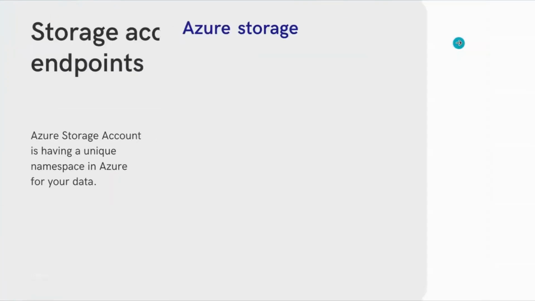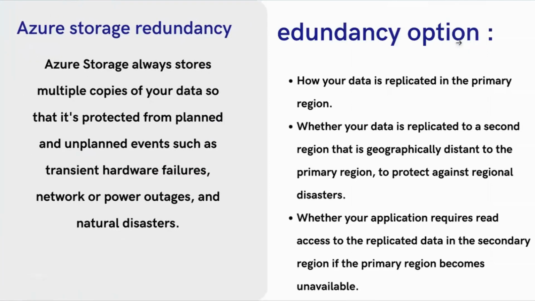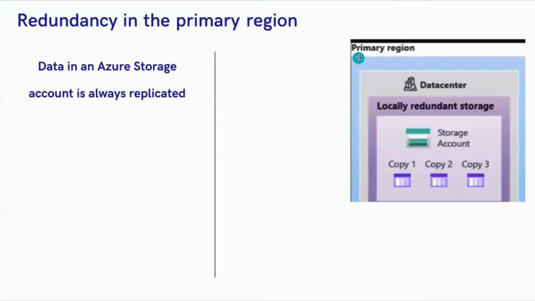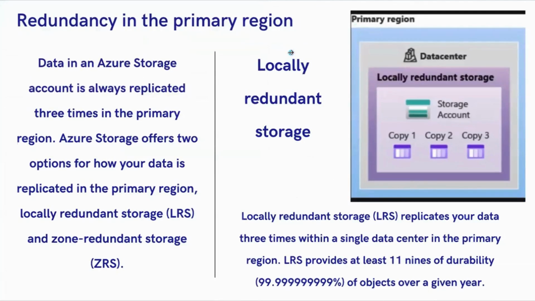Moving to the next. I'm sorry, I missed this redundancy option here. So this is redundancy in the primary region, data in Azure. This is what you have to know about. What is LRS? What is ZRS? And where does the copy basically create itself? So let me discuss this a little bit.